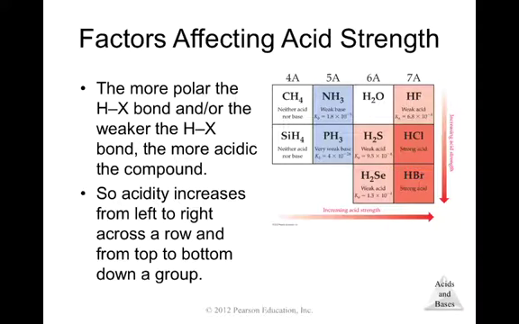So some general trends: the more polar the bond with your acid, or the weaker the bond, the more acidic it's going to be. And so basically acidity is going to increase from left to right across a row, and then from top to bottom down a group. So if you're thinking about what your periodic table looks like, HF is a weak acid. This guy is a very strong acid, right? This is a very electronegative fluorine, it's going to hold on to that hydrogen. This is a relatively large molecule. It's going to be easy to pop those H's off.